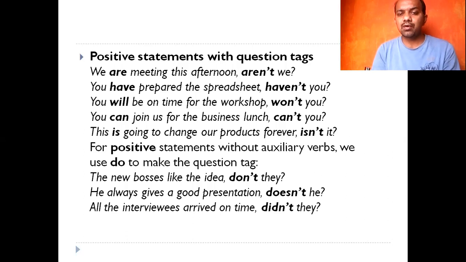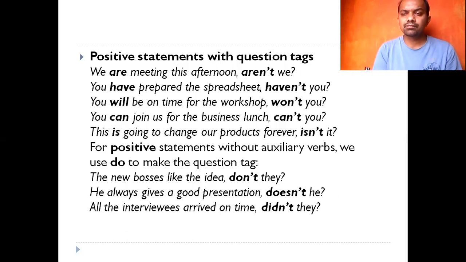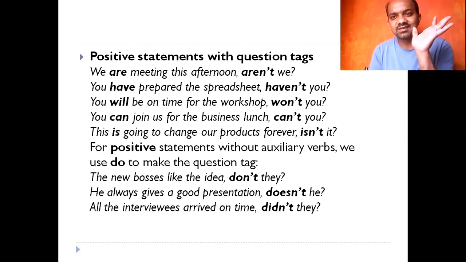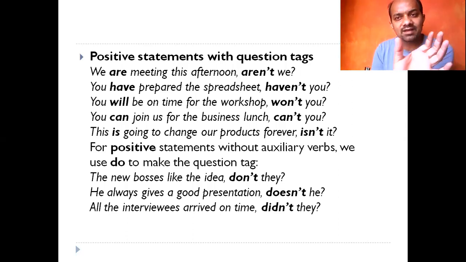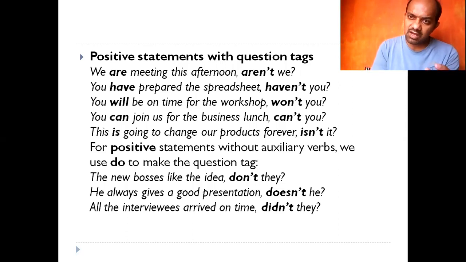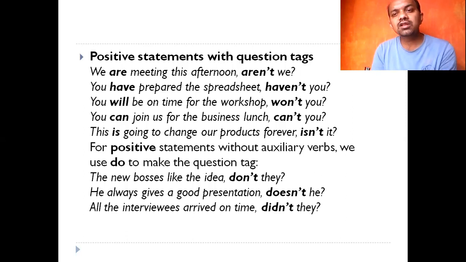All the interviewees arrived on time. What is the main verb here? Arrived. In what form is it? In past tense. That's the reason why we use did. But here we used didn't. Why? All the interviewees arrived is a positive statement. That's the reason why didn't is used. Then what is the pronoun? They. Why? All the interviewees. They is a plural pronoun used for the plural subject, all the interviewees.